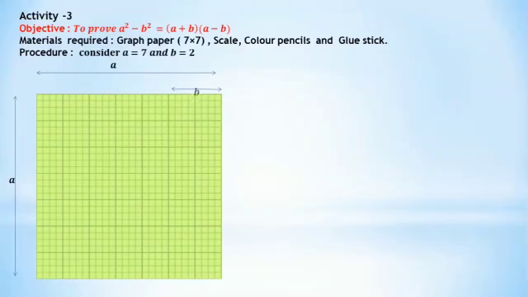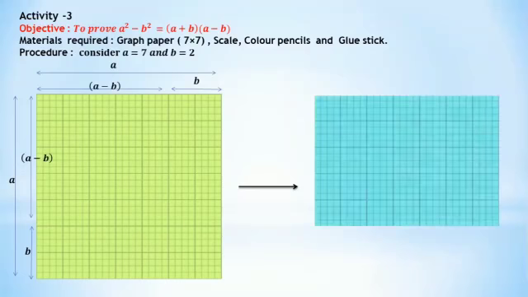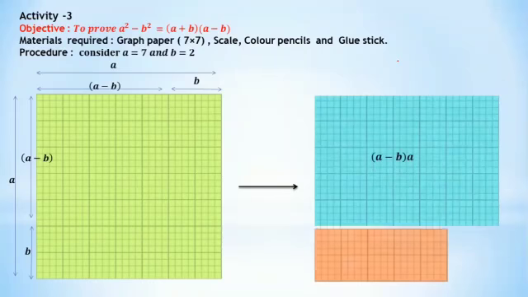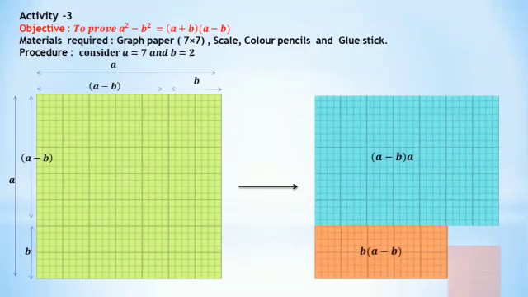So observe here, the remaining part is a minus b. Yes, now from a square, you are subtracting b square, that small square part. So the remaining part is two rectangles, which is (a minus b) into a. A minus b is your breadth and a is the length. And the remaining rectangular part has a minus b as the length and b as the breadth.